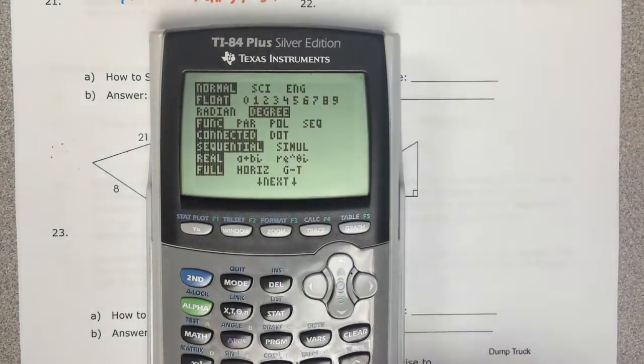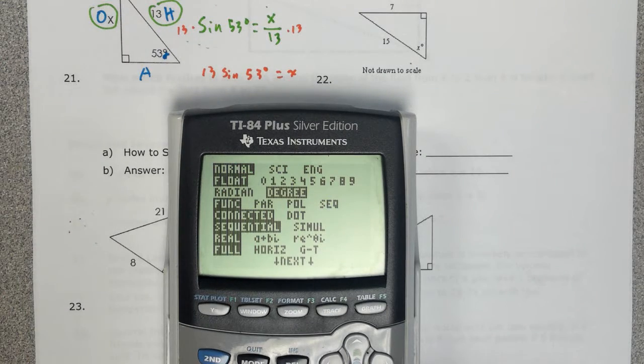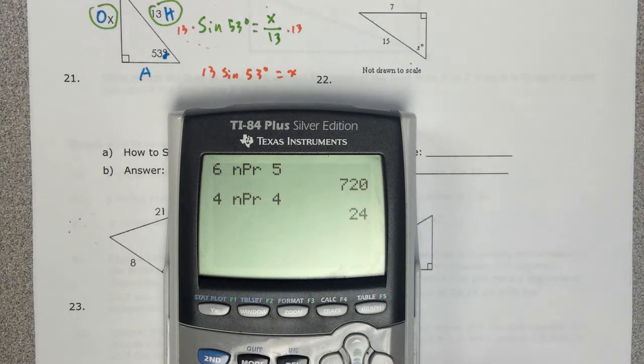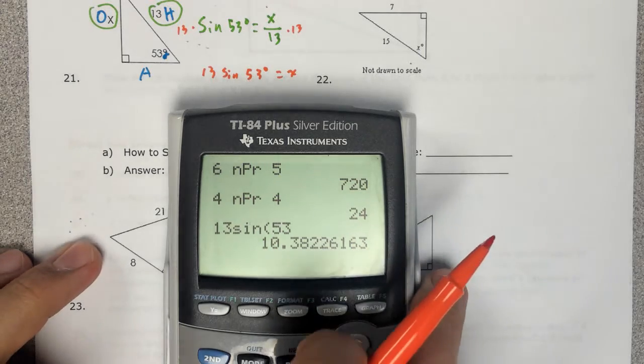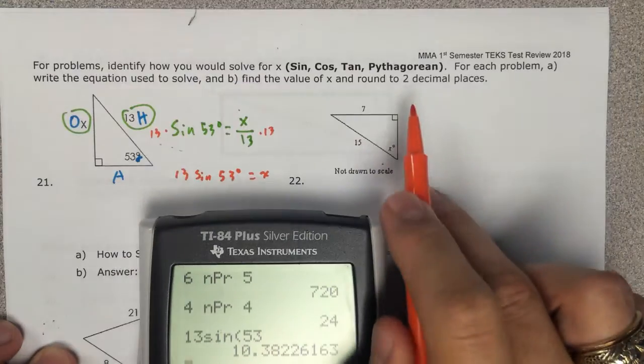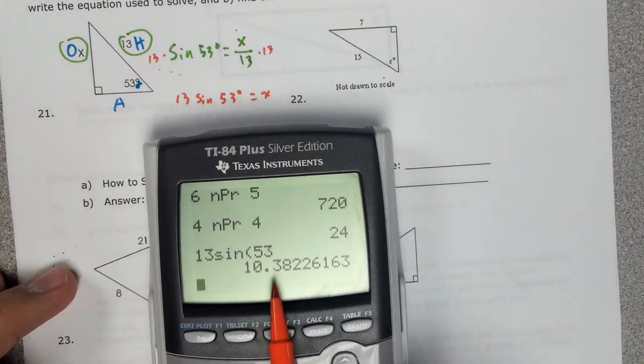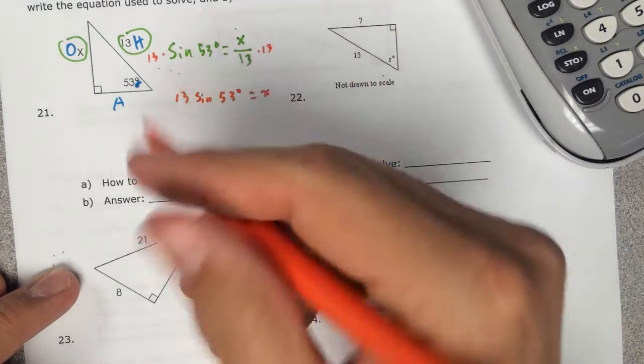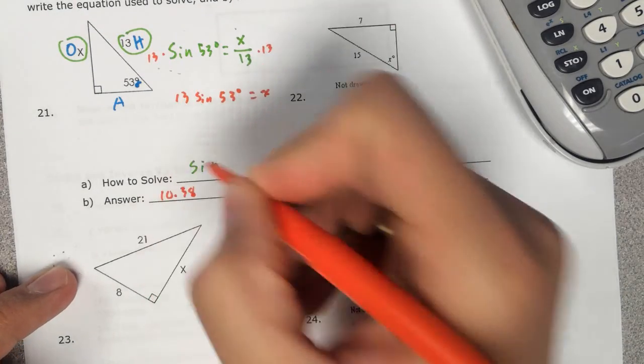And all we're going to do is plug that 13 sine 53 degrees in. It says rounding to 2 decimal places, so we have 10.38.